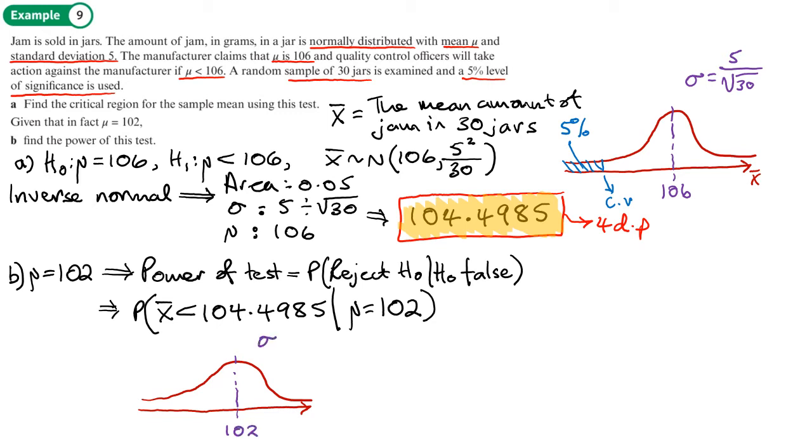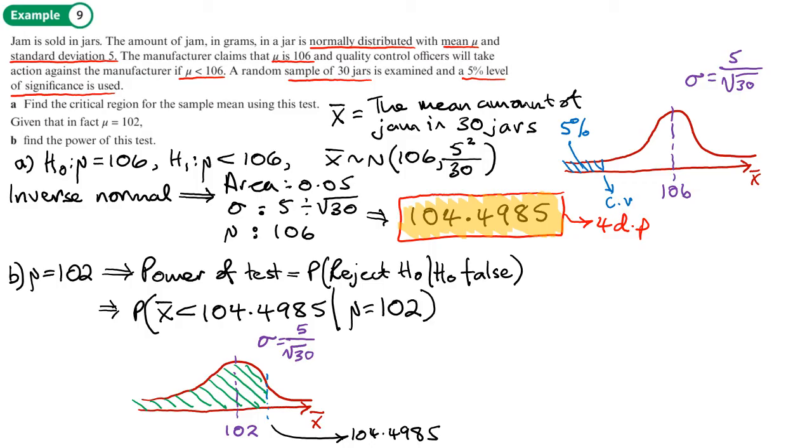The standard deviation remains unchanged, 5 over root 30. And I want to work out the probability that the sample mean falls below this 104.4985 figure. So I actually need to work out this area here, which I can do using normal CD.